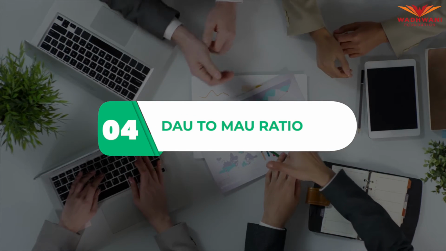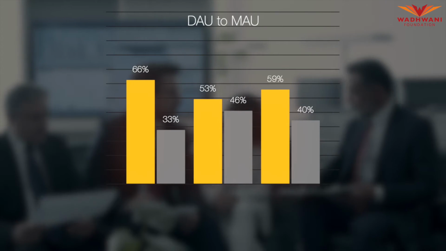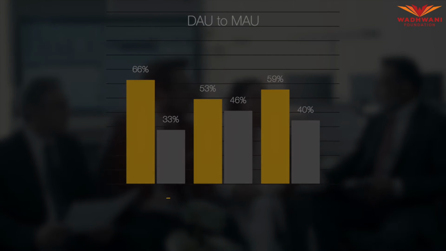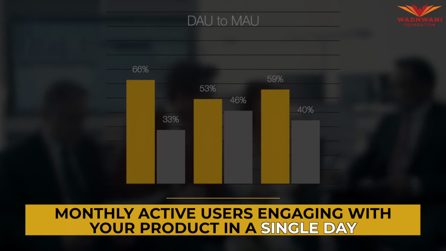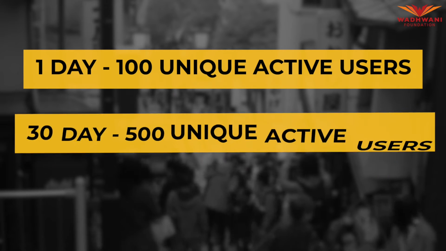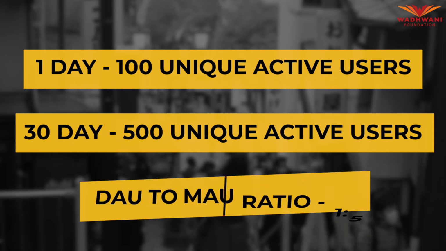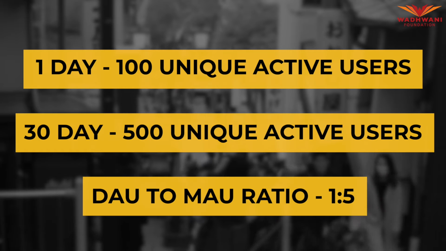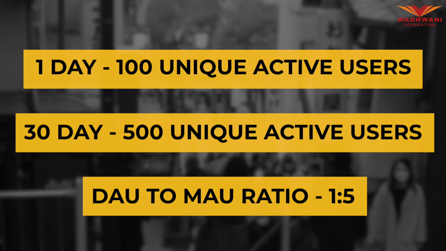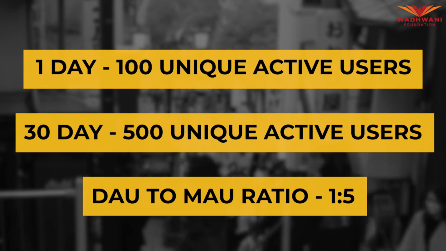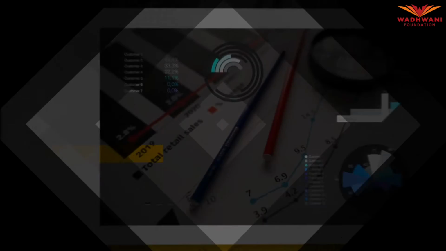DAU to MAU ratio. The ratio of DAU to MAU looks at the proportion of monthly active users who engage with your product in a single day. Let's take an example. Say on an average day, you have 100 unique active users, and in a month you have 500 unique active users. Your DAU to MAU ratio would be 1:5, meaning that 1 out of 5 monthly active users come back to your product on a daily basis.